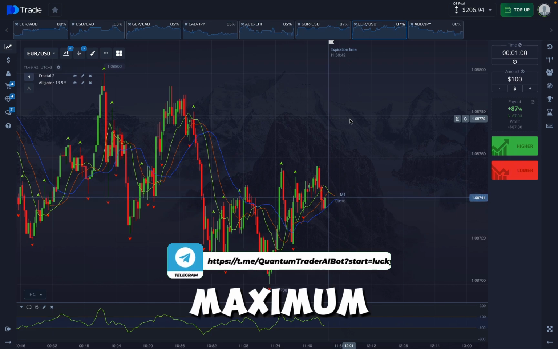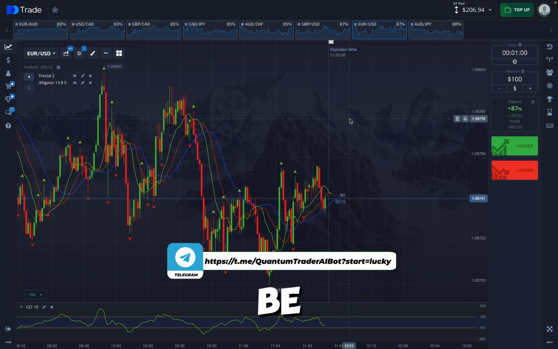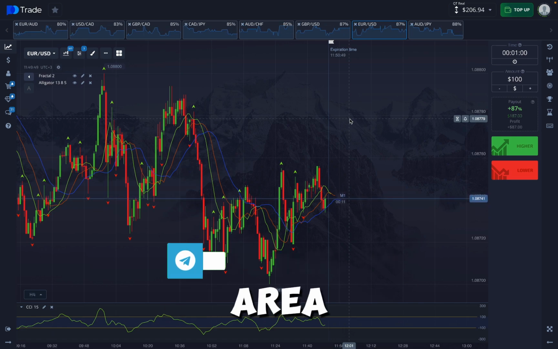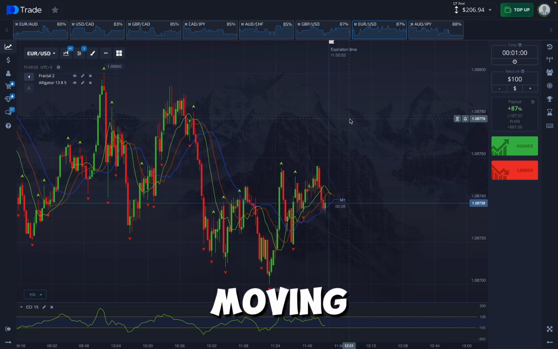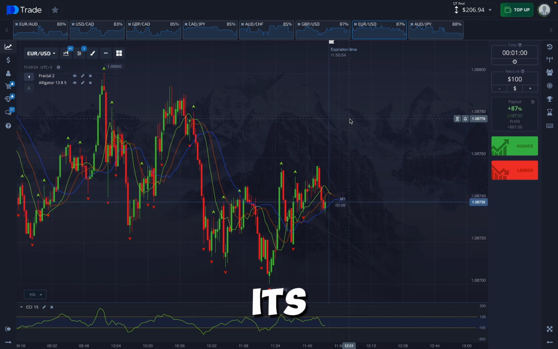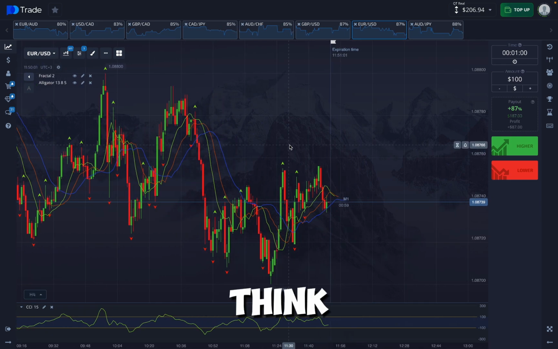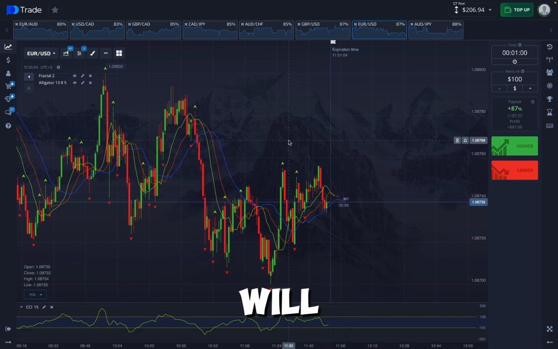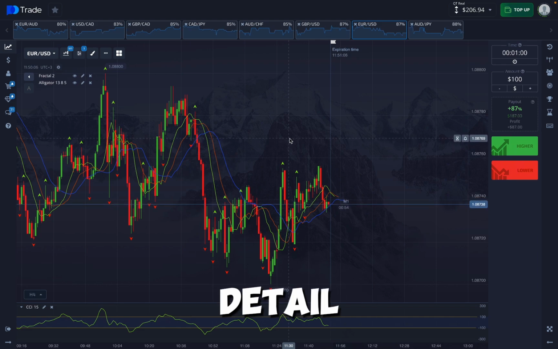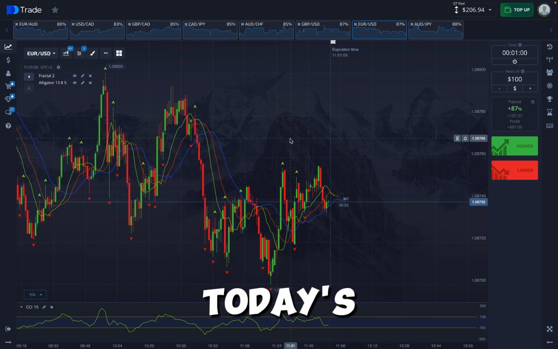From these maximum points, also today will be necessarily the overbought and oversold area. Also, we will follow the moving line of the oscillator and its moving line exits with this or that area. In general, I think there should be no questions because I will try to explain each trade in detail. And let's get to today's trade.